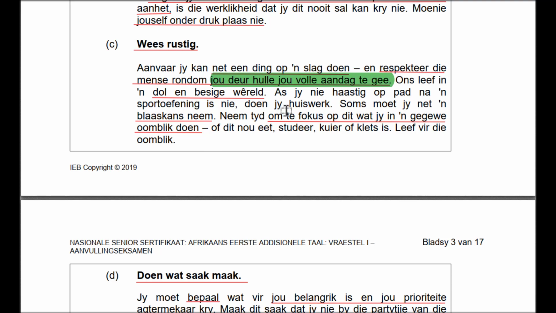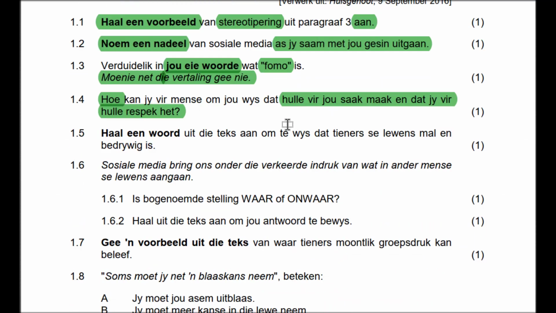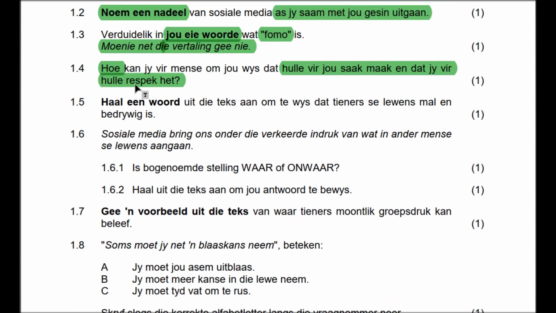There it is there. So how would you prove to people that they matter to you and that you respect them? Jy gee vir daardie persoon jou volle aandag. You give them your full attention.